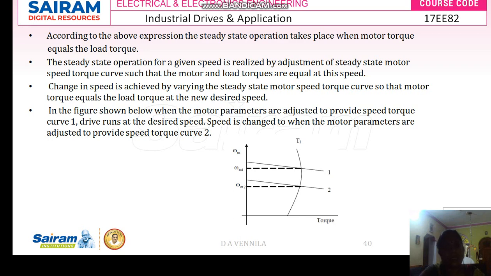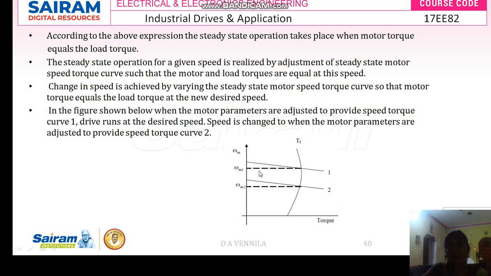Here in steady state operation, the motor torque and load torque will be equal at the same speed. If there is any change in speed, it is achieved by varying the steady state motor speed torque curve, so that the motor torque is equal to the load torque at the desired speed. Here we have two types of conditions, condition 1 and condition 2.